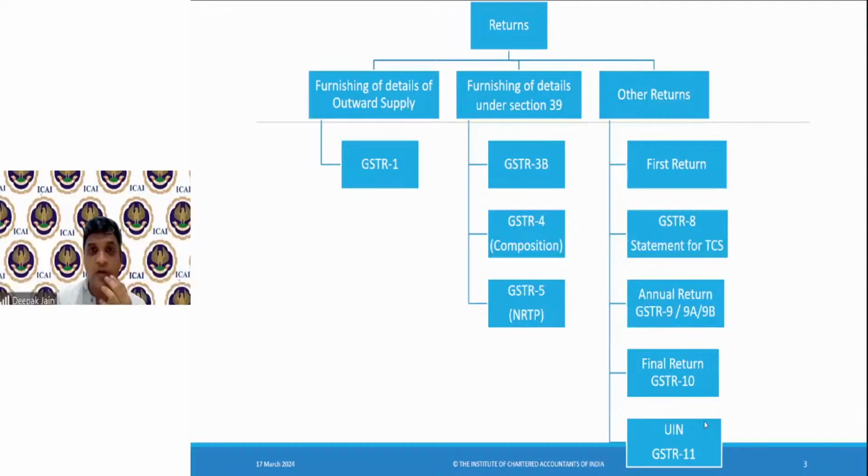Yes, GSTR-2A is not there in the flowchart because GSTR-2A comes automatically. So these are the returns which we will file. GSTR-2A and GSTR-2B, you don't file, you use them. That's why it's not there in this flowchart.